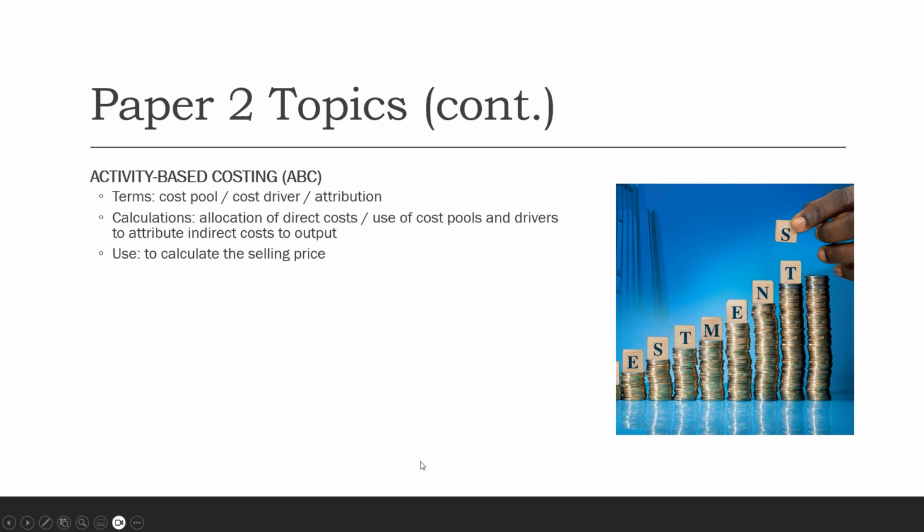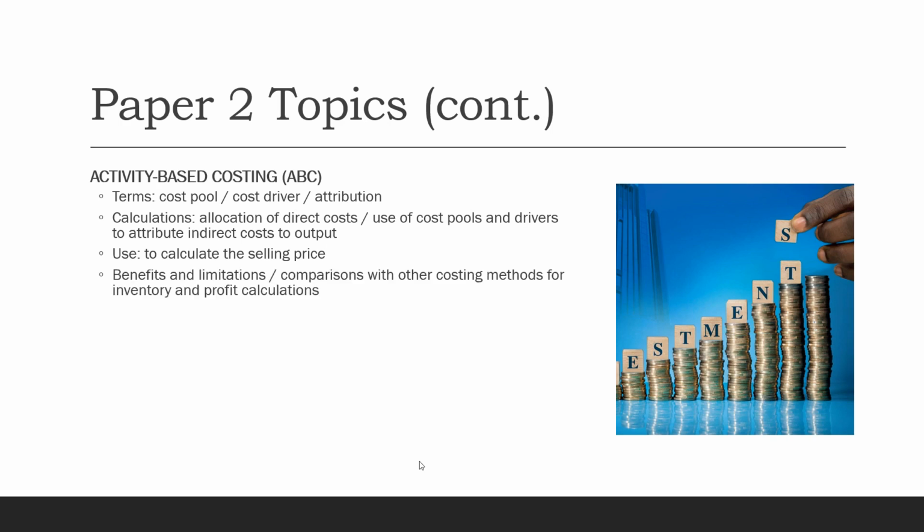You can use that again to calculate the selling price once we've got the full cost, so your variable cost plus the overheads, and then mark it up by the appropriate percentage. You need to know the benefits and limitations, and again, comparisons with other costing methods for inventory, profit calculations. So remember that with activity-based costing, it's very much a development of absorption costing, so it should be more accurate, but there's a lot more work involved. That's the major downside with it.